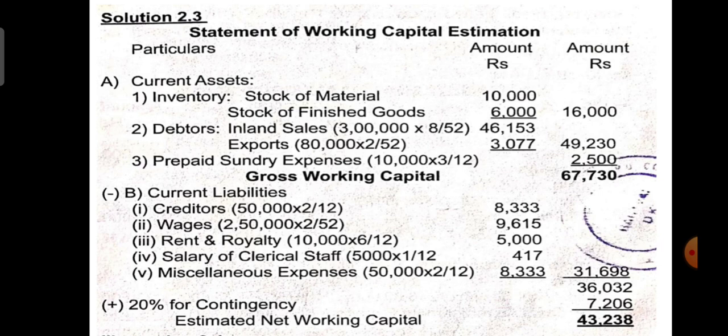So in the components of working capital method, first you take up all the current assets and see the period of each component. Even for current liabilities, we have to see when they are actually payable. And if there is any contingency, you add it to the net working capital. Total net working capital is 43,238. Next we'll move to the fourth problem.